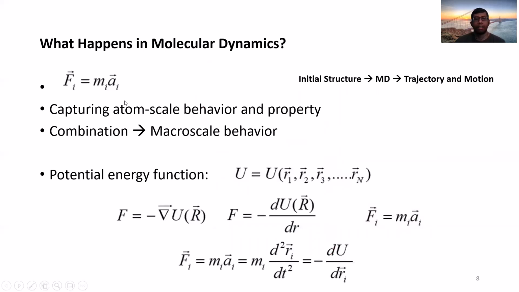So as you can see, F equal to ma is the governing equation in molecular dynamics that is going on under the hood. You have an initial structure, you are applying a bunch of molecular dynamics theoretical conditions on the system, and you get the trajectory and motion of the atoms in the system. Why? You want to capture their atomic scale behavior and property. And when you combine those at a macro scale, you can calculate their macro scale behavior.